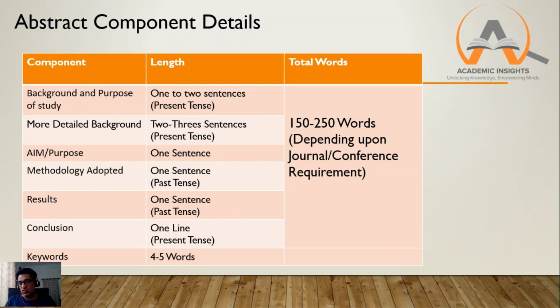In the last column you see the total words. Depending upon the journal's guidelines or conference requirement, it should be 150 to 250 words. So depending upon this, you have to shorten or lengthen each component so that you can finish it within the specified limit.